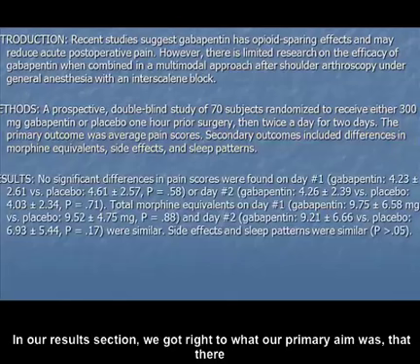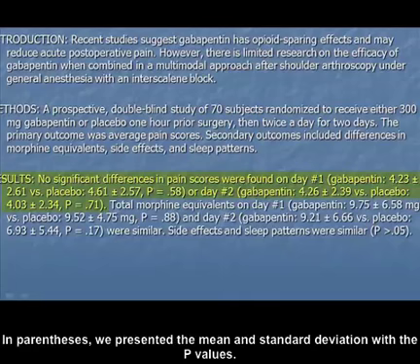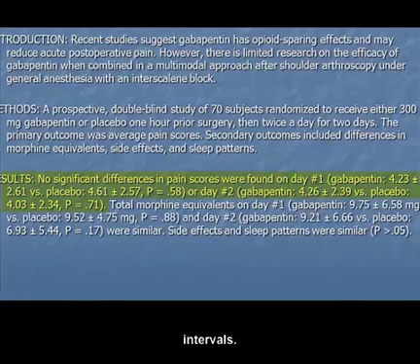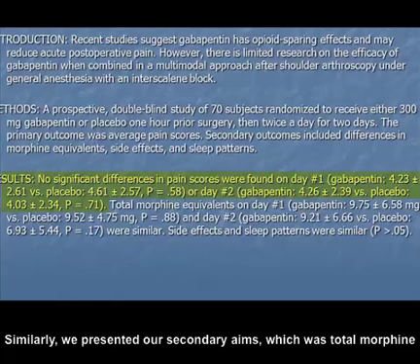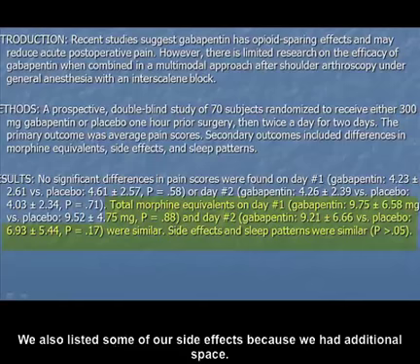In our results section, we got right to what our primary aim was, that there were no significant differences in pain scores on day 1 and day 2. And in parentheses, we presented the mean and standard deviation with the p-values. If we had space, we could have also presented the 95% confidence intervals. Similarly, we presented our secondary aims, which was total morphine consumption equivalence on day 1 and day 2. We also listed some of our side effects because we had additional space.